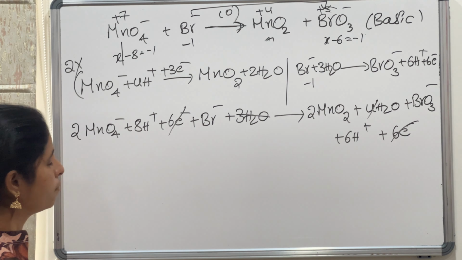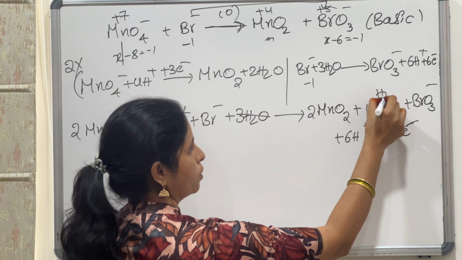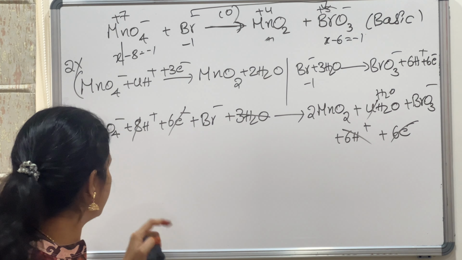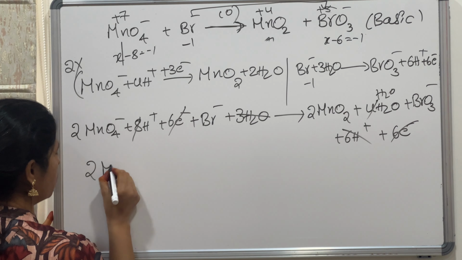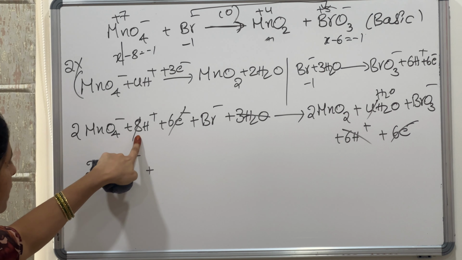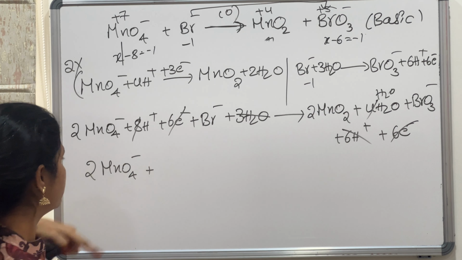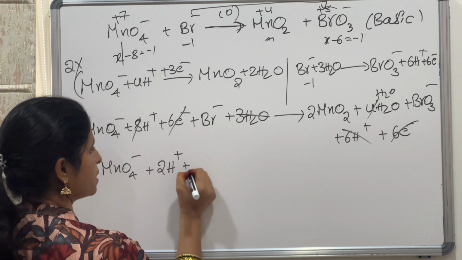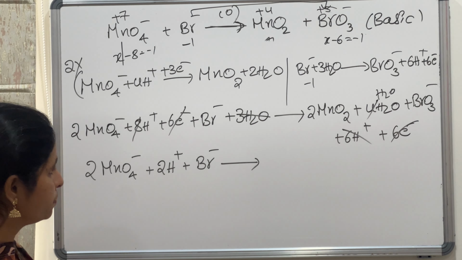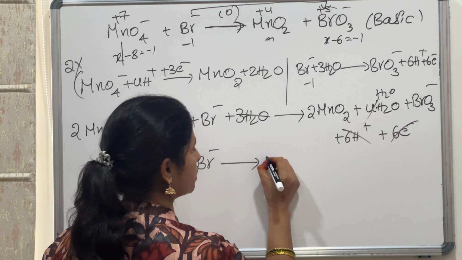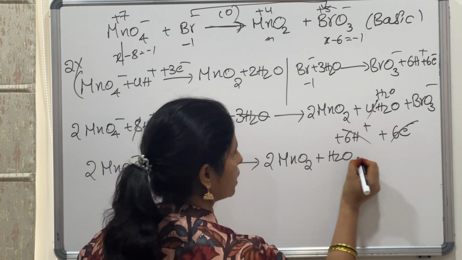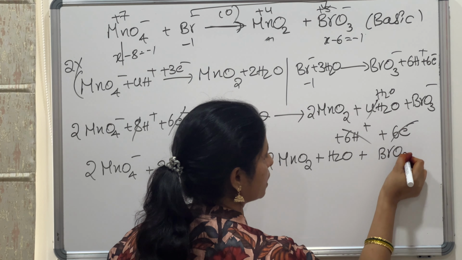Of 3H2O and 4H2O, you will be left with only 1 H2O here. 8H plus and 6H plus on this side. So write the equation: 2MnO4 minus plus, here 8H plus minus 6H plus, you will be left with 2H plus, no? Plus Br minus gives rise to 2MnO2 plus you are left with 1H2O here plus BrO3 minus.